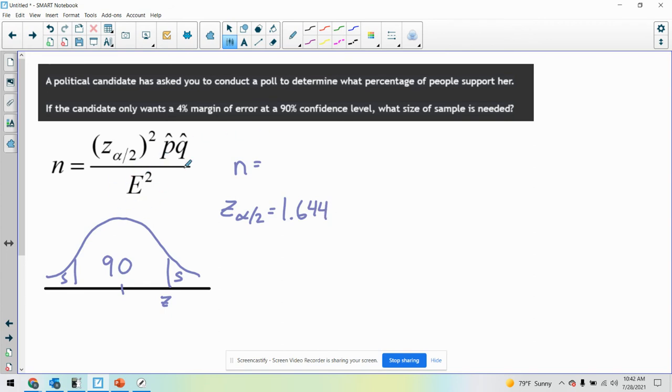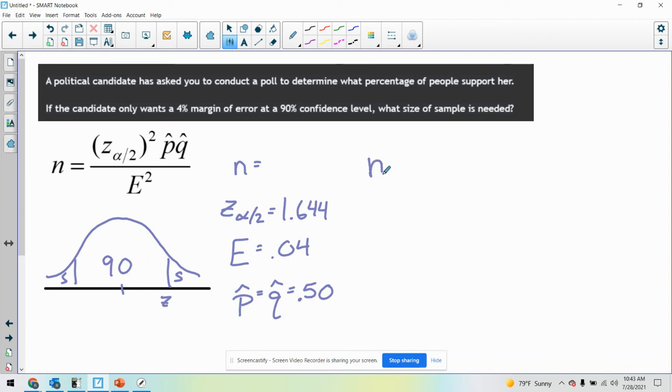And then our margin of error is 4%. Okay, so we want 4% margin of error. So E is going to be 0.04, 4%. And when you don't know p hat, the sample proportion, or q hat, which is 1 minus the sample proportion, they're both just going to be 50%. Basically, just assume half. Half is going for p, half is going for q.